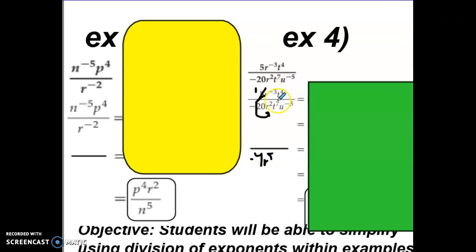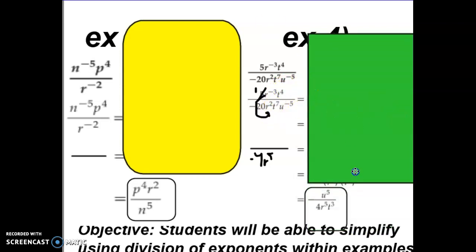And we have to do the same with the t's. How many t's are there going to be? There's no negative, so we just simplify it. And then we flip the u. So that's a negative, so the answer is negative u to the 5th over 4r to the 5th t to the 3rd.